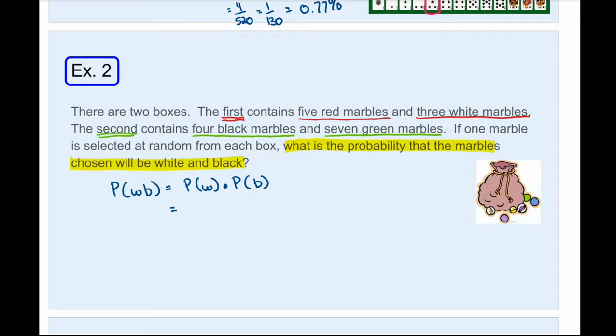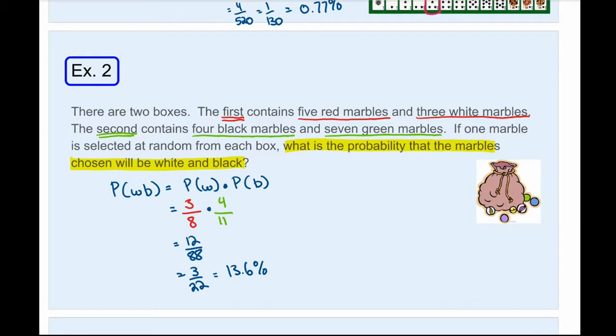Looking at the white marble, the probability of choosing a white marble is 3 out of 8. There are 3 white marbles out of a total of 8 marbles. I'm going to multiply that by the probability of choosing a black marble in the second box, which is 4 out of 11. There are 4 black marbles out of a total of 11 marbles. If I multiply these 2 probabilities together, I get 12 over 88, which can be reduced to 3 over 22, which works out to about 13.6%.